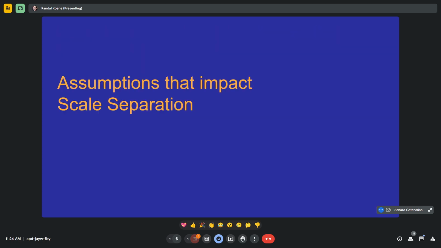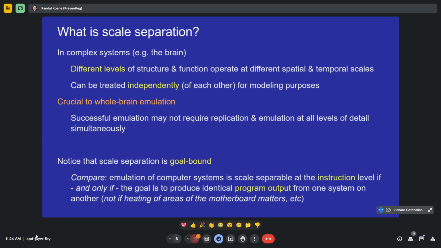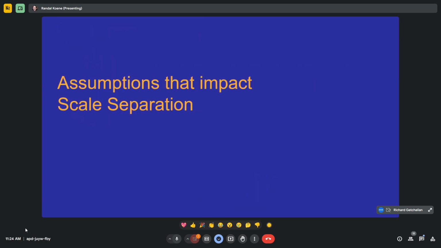See how fast we're going? Now we're already into scale separation here. Okay. Let's see, why is that not going? What's happening here? Come on. Okay.